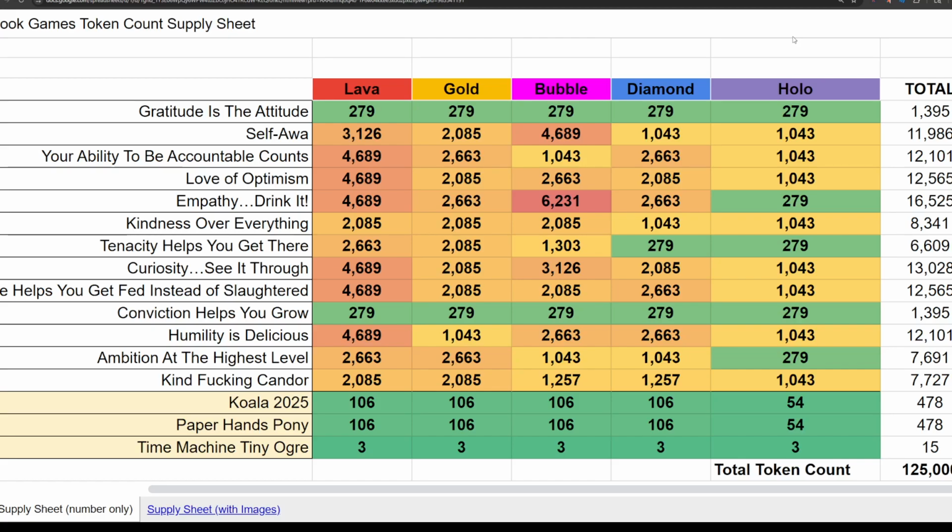Similarly with the Koala 2025 and the Paper Hands Pony, there are 478 and 106 in each spectacular, other than the holo. For the holo there's only 54, so it's double the rarity of the others. And then you have gratitude is the attitude, and conviction helps you grow.